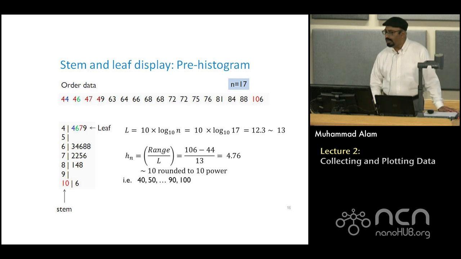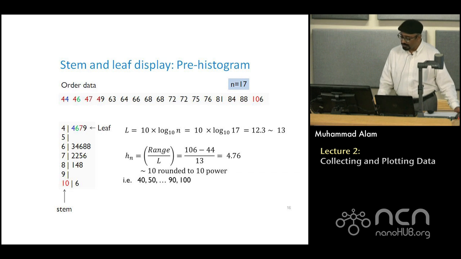So this one, although it looks like a histogram, I can reconstruct the original data with no loss of information because every information is already here. So this would be very good because it has no loss of information.